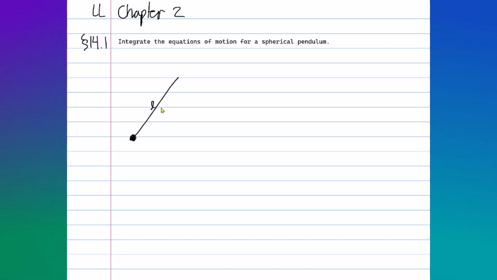So I'm going to start drawing it here. Standard pendulum with a mass m at the end and a length of L, suspended from a pivot point above. And we're going to choose two variables, phi, that captures how high the pendulum is swung, and another angle, theta, that captures where the pendulum is around the vertical axis.